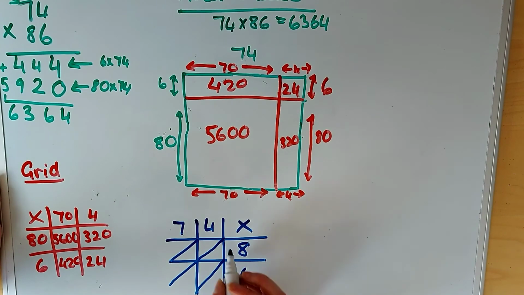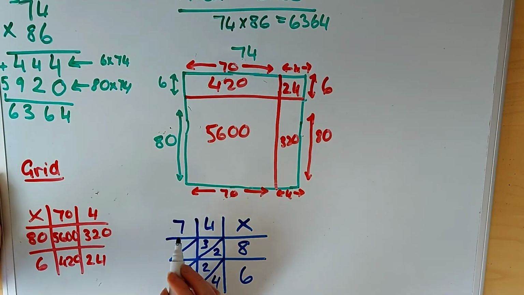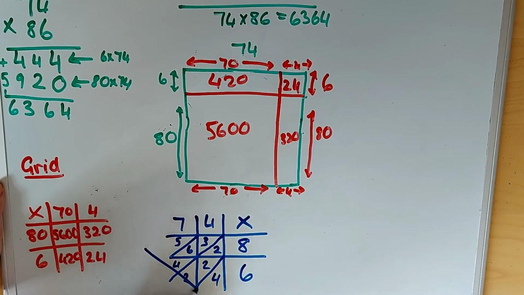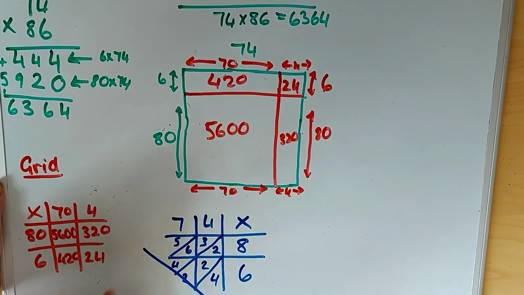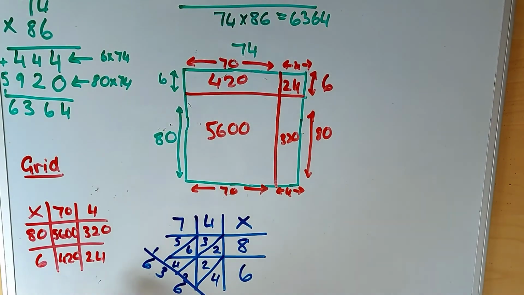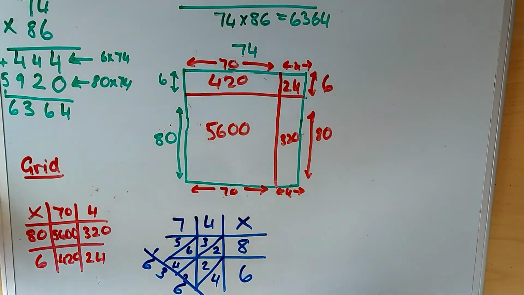Okay, so 4 multiplied by 8, it's going to be 3 10s and 2 1s. 4 multiplied by 6, it's 2 10s and 4 1s. 7 multiplied by 8, 5 10s, 6 1s. 7 multiplied by 6, 4 10s, 2 1s. And then I do my diagonal line here. And then I simply use column addition to add up each of my digits. So I've got 4, 6, 13, carry the 1, and 6. And you can see that I've come to the same answer.